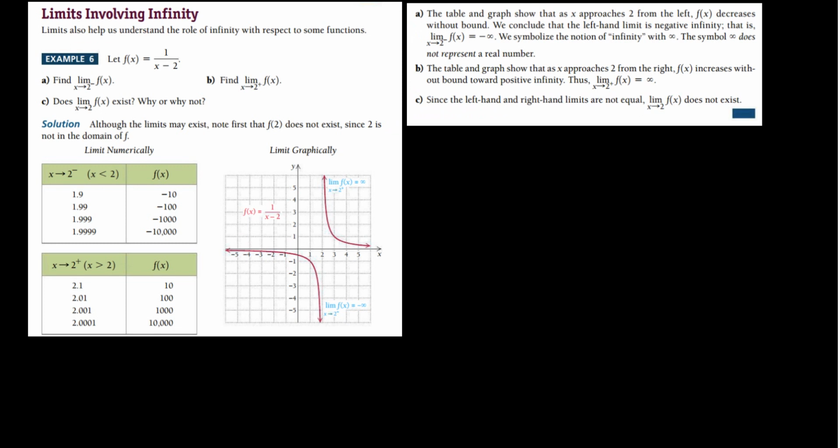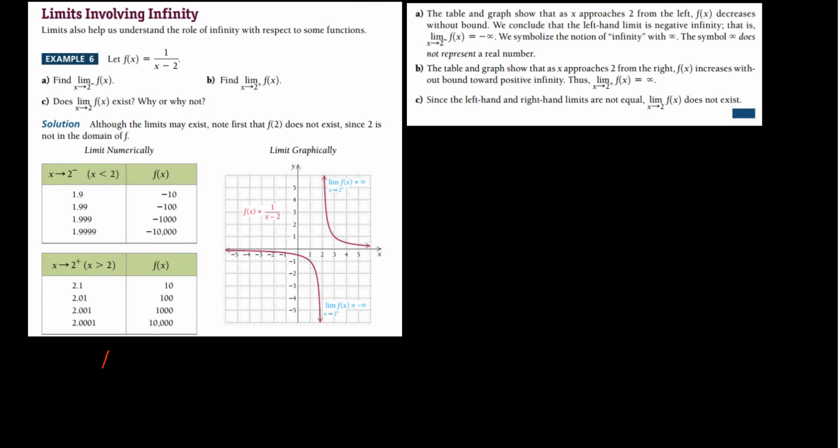So anyways, let's do limits involving infinity. Limits also help us understand the role of infinity with respect to some function. Example 6, we have some function, f of x is equal to 1 over x minus 2. A reads, find the limit as x approaches 2 from the left side of my function. B, find the limit as x approaches 2 from the right side. And C, does the limit exist, why or why not? Okay, so here are the two methods, right?